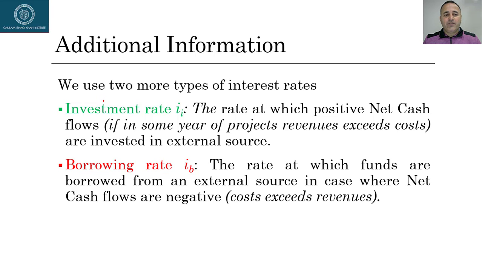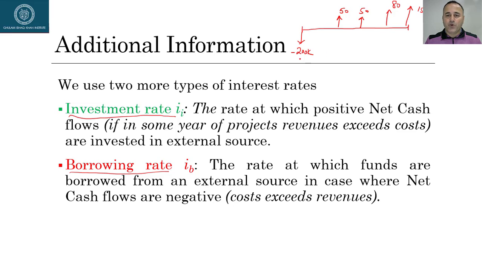Okay, what additional information do we need? We need the investment rate and the borrowing rate. So this is a typical cash flow diagram. Let's say 200K of cash, and let's say 50K of inflow, another 50K of inflow, and 80K of inflow, and we have here an inflow of 150. And this is the cash outflow.